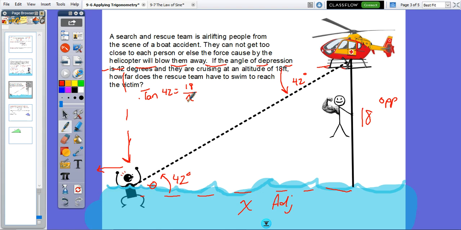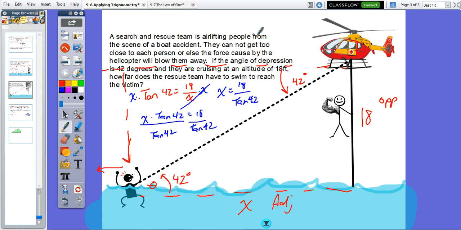Just like before, we're going to multiply both sides by x. The x cancels out on one side, so we have x times tangent 42 equals 18. Then we divide by tangent of 42 on both sides. So x equals 18 divided by tangent of 42. Do that in the calculator and you should get 19.9910, or roughly 20 feet.